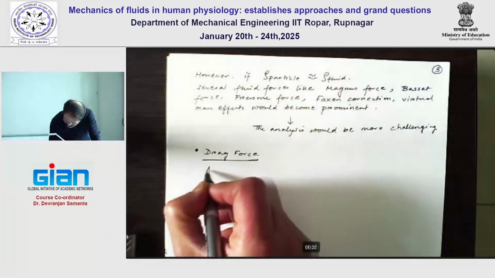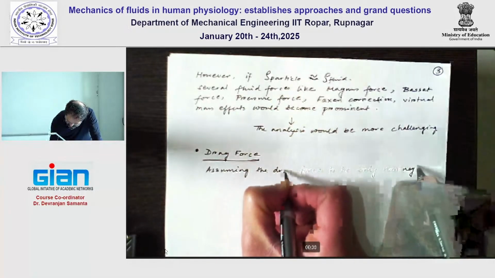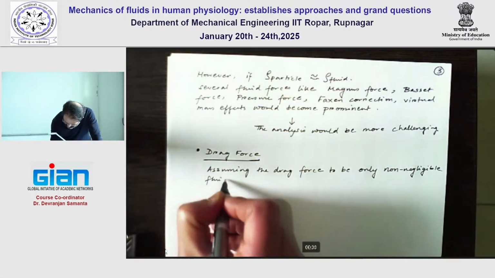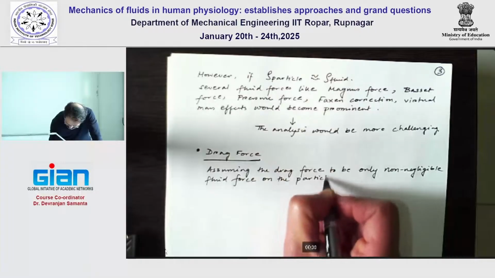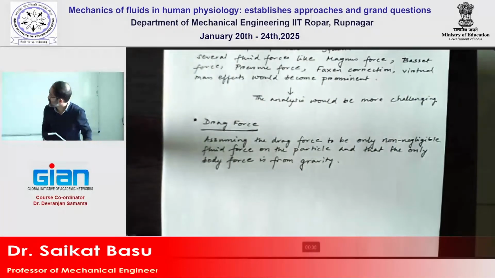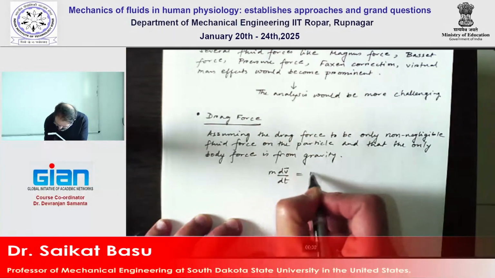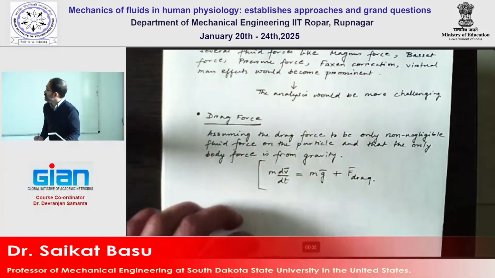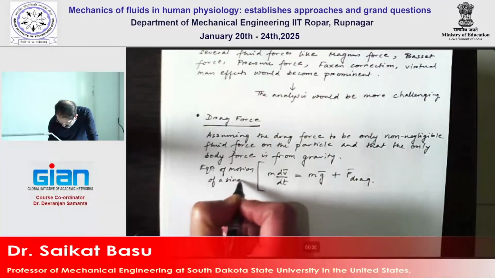So, assuming all the other fluid forces on the particle are negligible and the drag force is the only one, we can write down this very basic equation of motion of a single particle, which is m dv/dt = mg + F_drag.